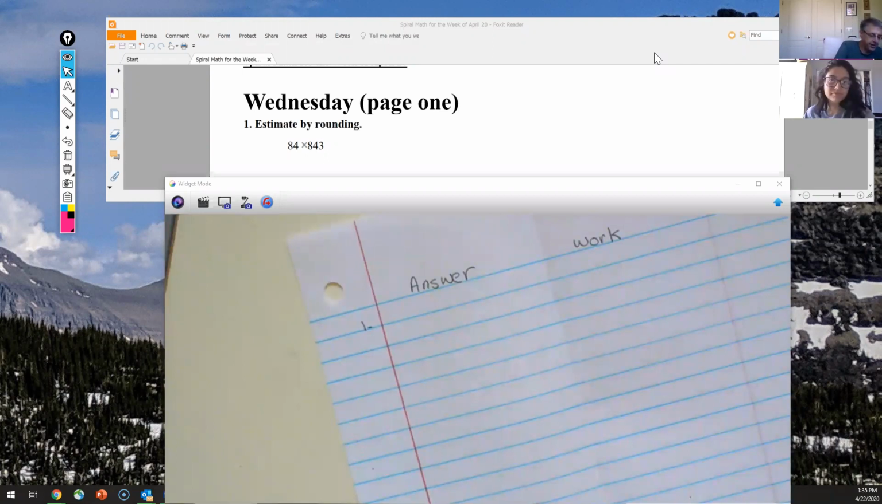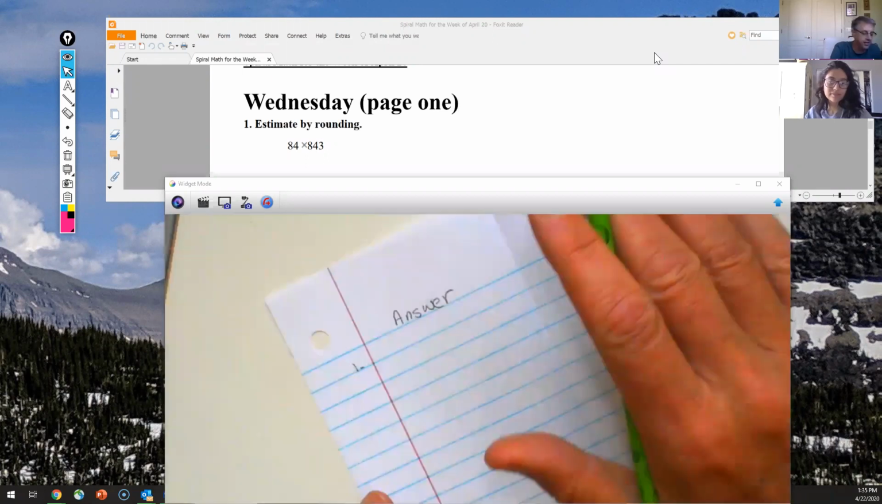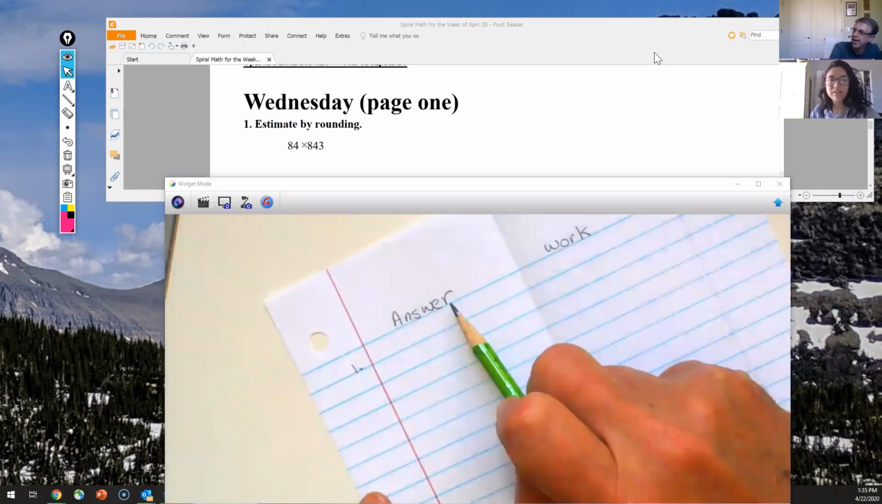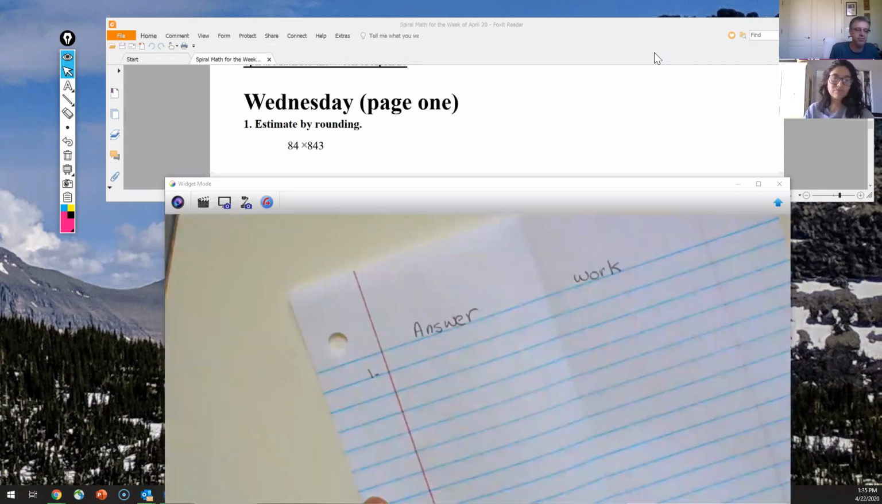And as always, I have my Spiral Math on a nice lined piece of paper. If you don't have lined paper, that's fine. But it is good to always have answer on one side and work on the other, just so it makes it easier for you to check it, because that's matching what I'm doing.